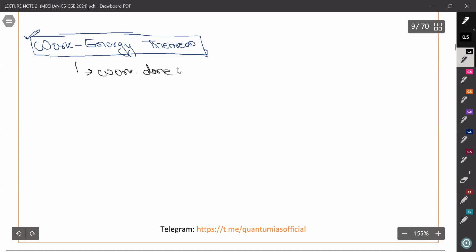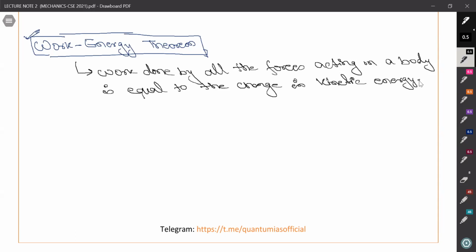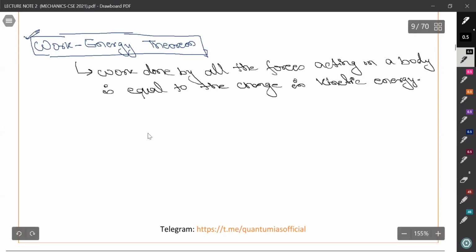work done by all the forces acting on a body is equal to the change in kinetic energy. Is equal to the what? Is equal to the change in kinetic energy. So let's derive this.